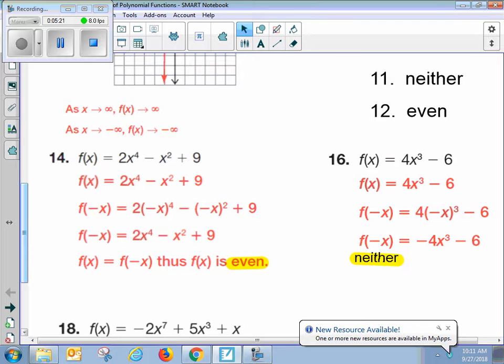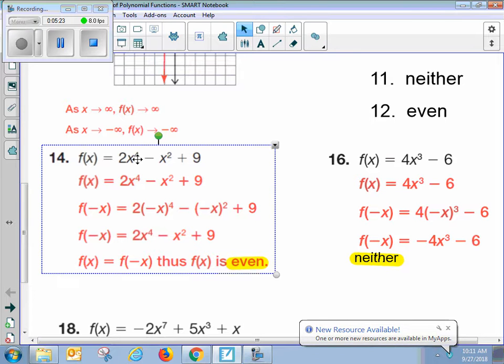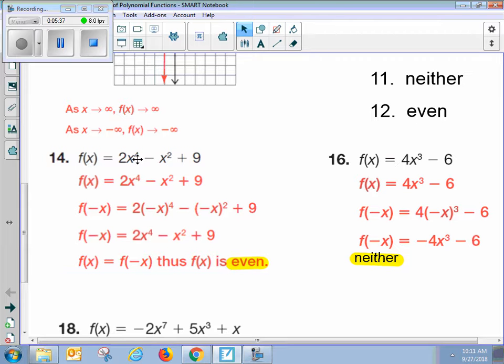I did, but this is even. Remember what I just said, it makes a difference, even or odd. For an even function, you want all your signs to stay the same. Well, the constant sign never changes. So that's why it didn't change.